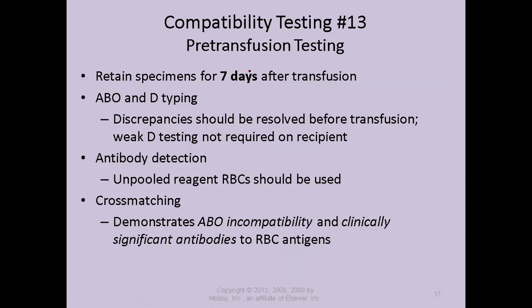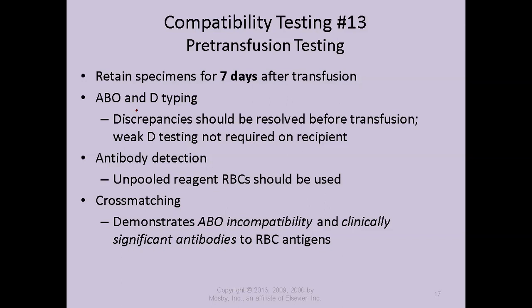So any specimens that we collect on the recipient, we're going to retain those specimens in the refrigerator for 7 days after the transfusion in case we need to go back to them and retype or retest. And we're going to see when we go over transfusion reactions why that can be important. ABO and D typing discrepancies should be resolved before transfusion. So think back to lectures 5 and 6 when we talked about discrepancies that can arise, extra reactions, missing reactions, weak reactions, etc. Okay, so we have to resolve that before the transfusion.